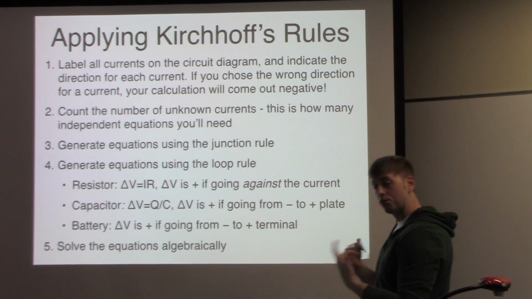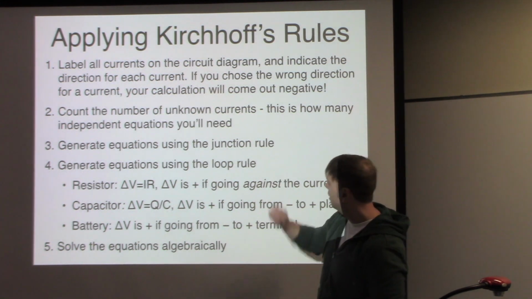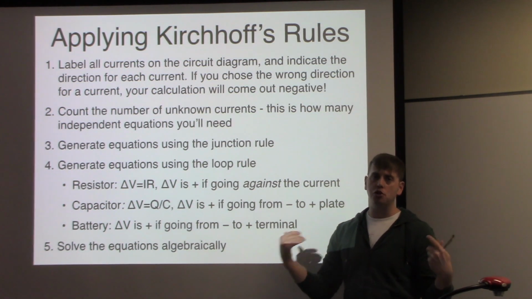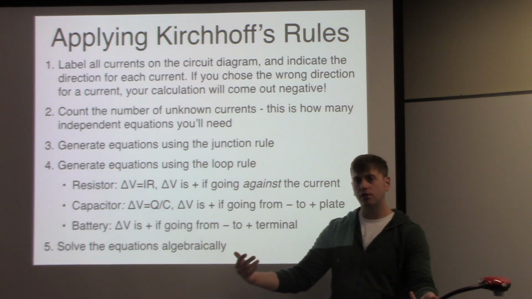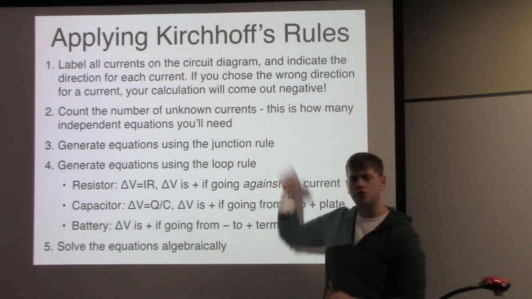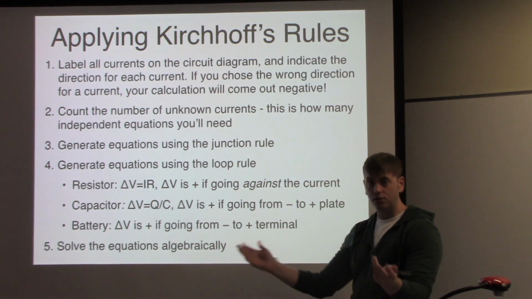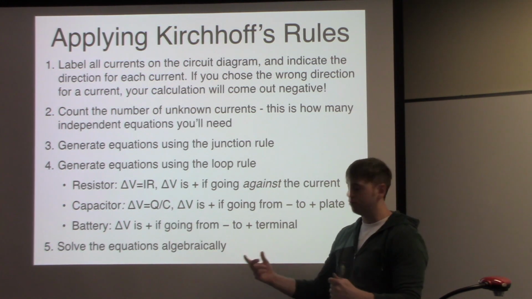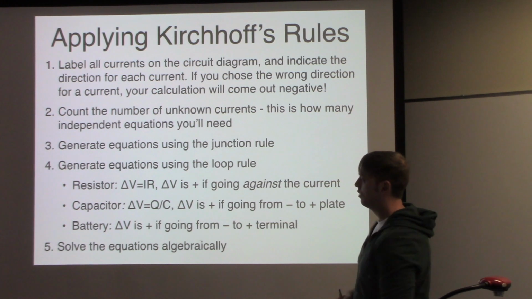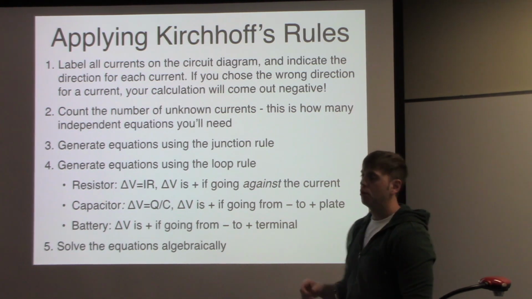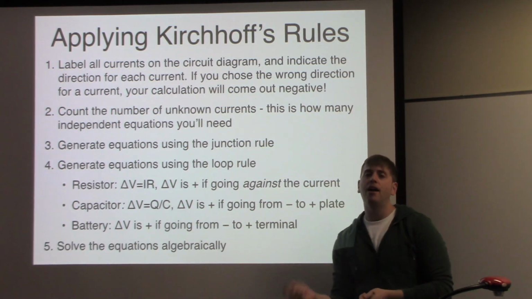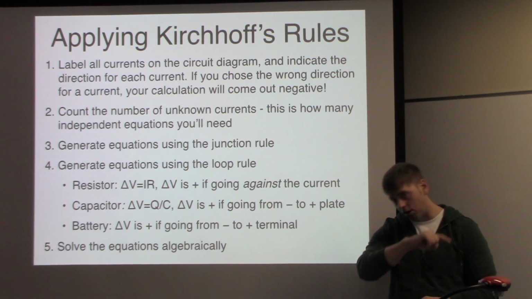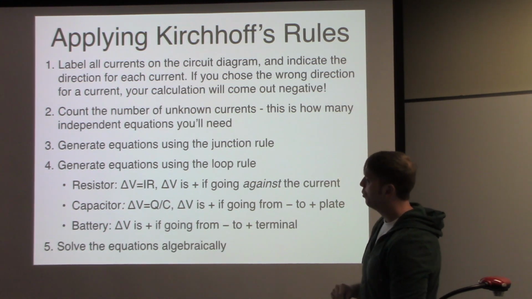Okay, so step 3, generate as many equations as you can using the junction rule, because typically, the junction rule is going to give you simpler equations than the loop rule. So use the junction rule as many times as you can until you run out of equations. And then go on to step number 4, which is write down some more equations using the loop rule. Remember, the loop rule says when we add up all the voltages across a circuit in a loop, where we start and end at the same point, we get 0.